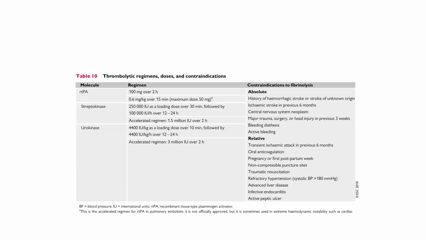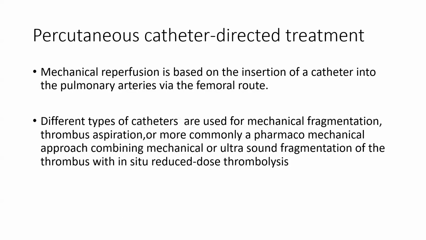So absolute contraindications are history of hemorrhagic stroke or stroke of unknown origin, ischemic stroke in previous 6 months, central nervous system neoplasm, major trauma, surgery, head injury in previous 3 weeks, bleeding diathesis and active bleeding. Then relative contraindications are transient ischemic attack in previous 6 months, oral anticoagulation, pregnancy or postpartum week, non-compressible puncture site, traumatic resuscitation, refractory hypertension, advanced liver disease, infective endocarditis, and active peptic ulcer.